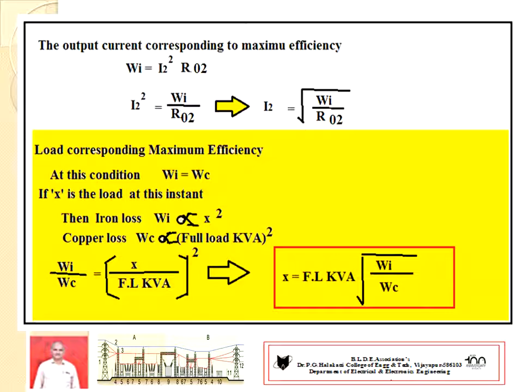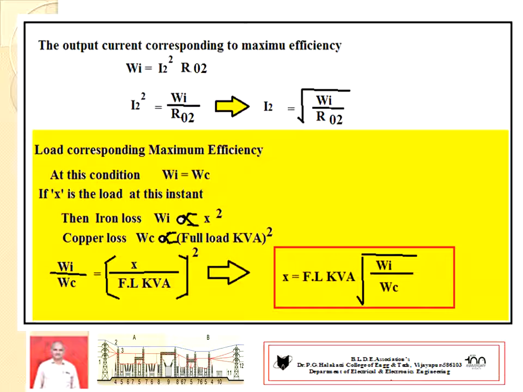Third condition, load corresponding to maximum efficiency. What is the load? The fractional value of load, X value. It is already well known that at maximum efficiency iron loss equals copper loss. If X is the fractional value of load, then iron loss Wi is proportional to X square and copper loss Wc is proportional to full load kVA square. You take the ratio Wi by Wc, X divided by full load kVA square.